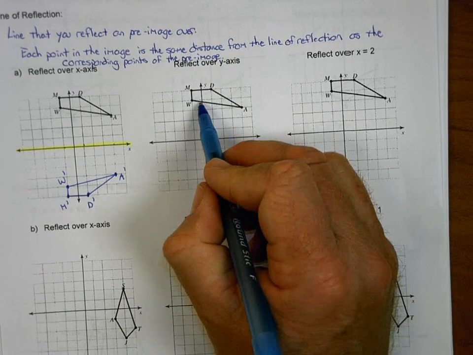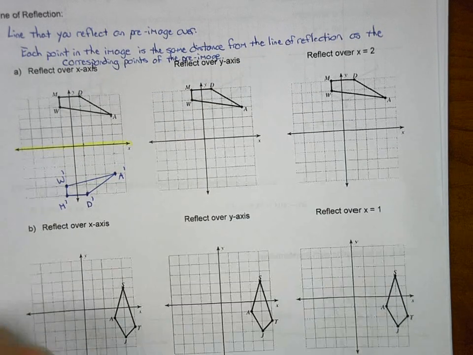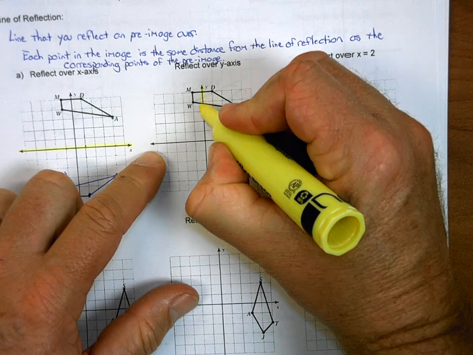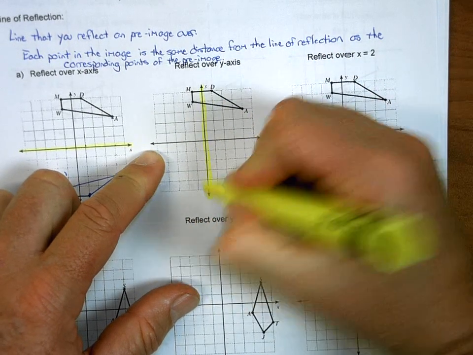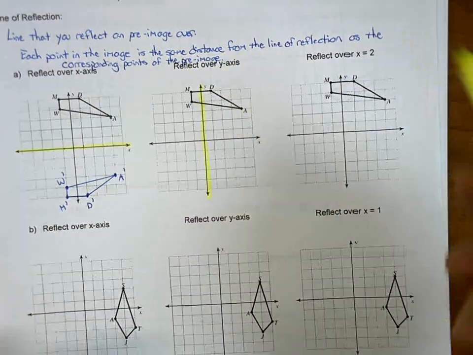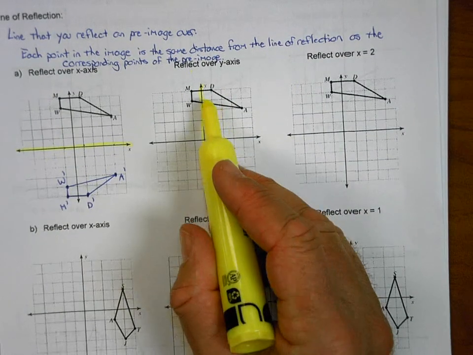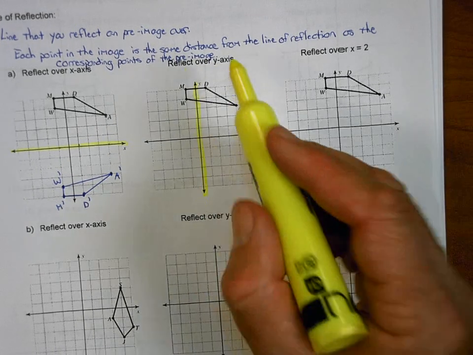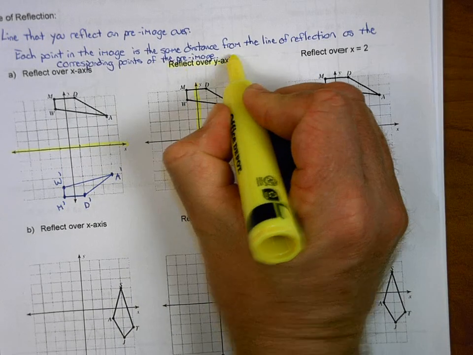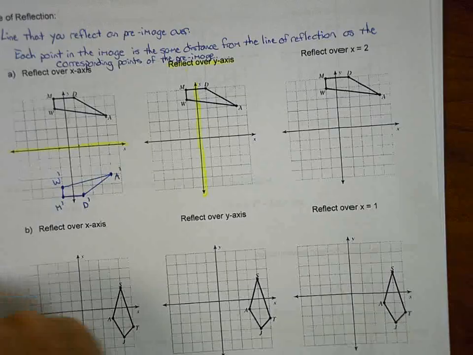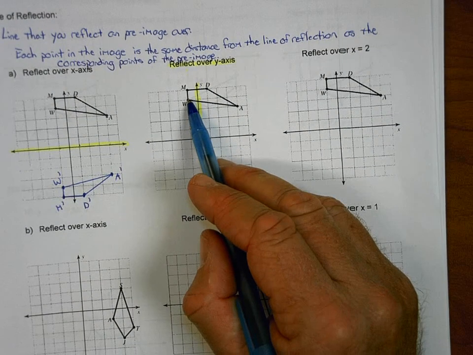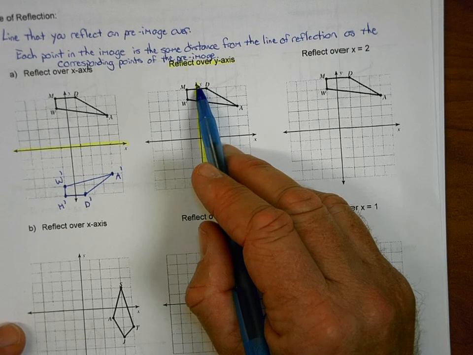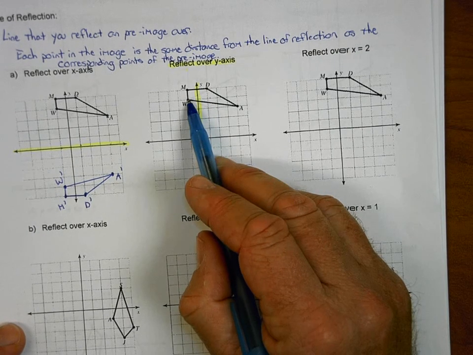You notice we have the same exact shape, but now we're going to reflect it over the y-axis. Okay, so here is my y-axis right here. So get in the habit of highlighting when you're doing a reflection. That means we're going to flip the pre-image. Highlight whatever the line of reflection is, the y-axis in this case. Okay, so what does that mean? Well, it means that each one of these points is going to reflect to the other side of the line of reflection, and it's going to be the same distance.